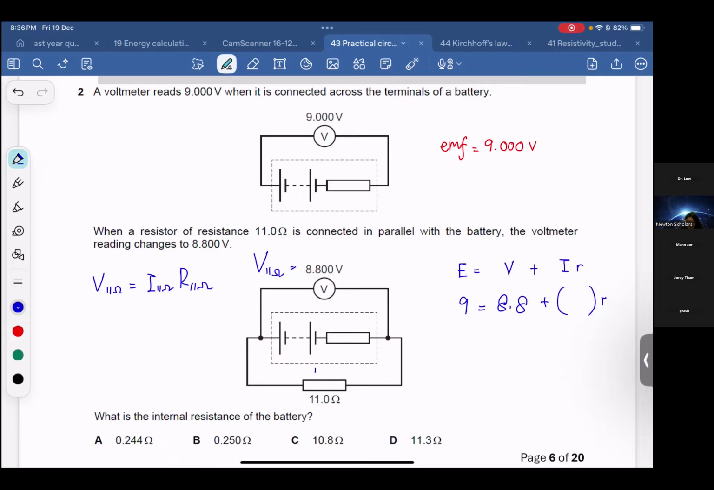Okay, that means here 8.8 volt. So here 8.8 equals to the current, which I don't know. Then your R is 11 ohm. So your I for 11 ohm, you will get 0.8 ampere. So that means current in the circuit is actually 0.8 ampere.